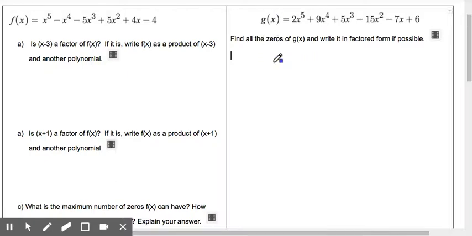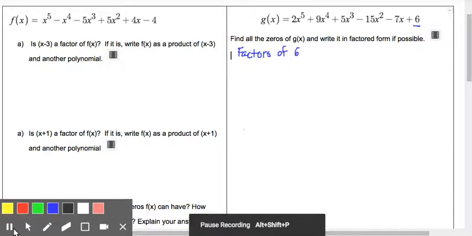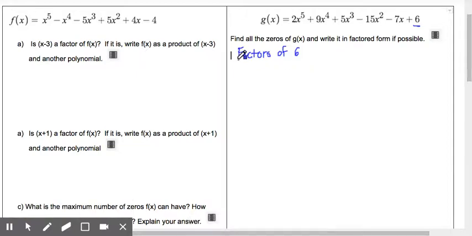To find all the zeros of g of x, we need to find first the list of possible rational zeros. So we'll take the constant term, 6. So we want the factors of 6. And we need to get the factors of the leading coefficient, which is 2. So we want factors of 2.